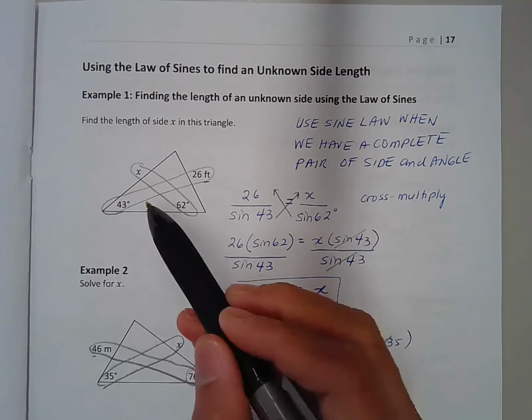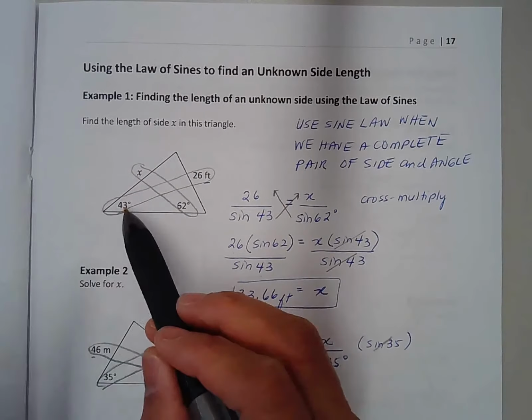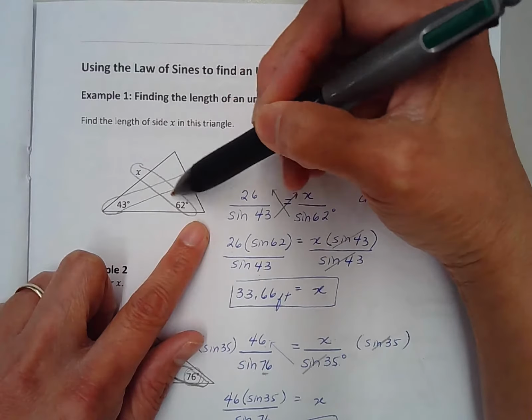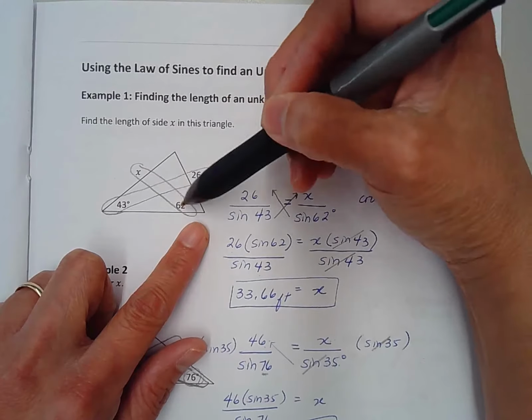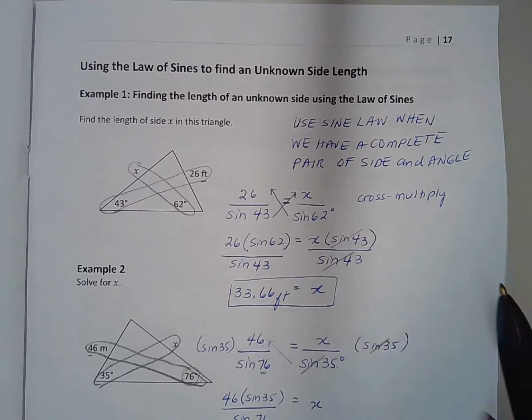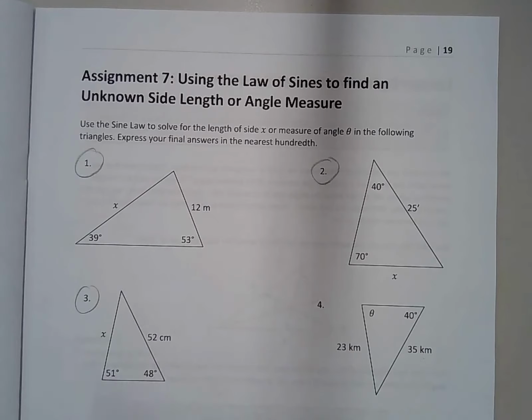Complete pairing of side and angle. Okay, so this is how I do it. I match it up. So I have a complete ratio here. This one here is half complete. One is missing, one is given. So that's where we were yesterday. And I encourage you to try questions 1, 2, and 3.